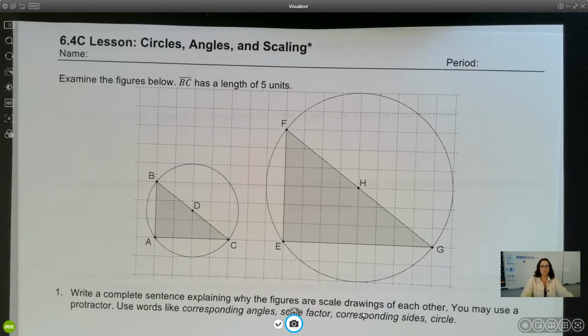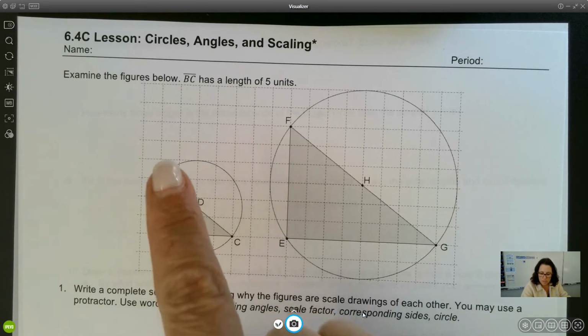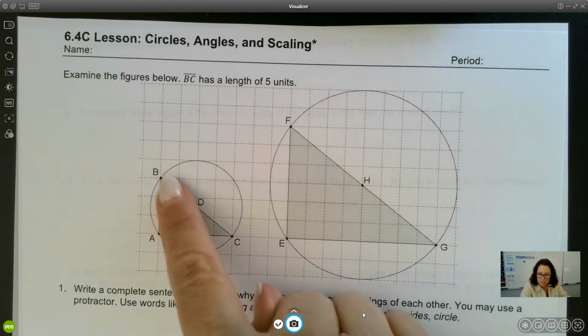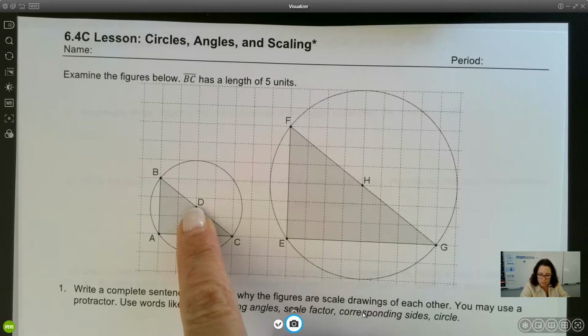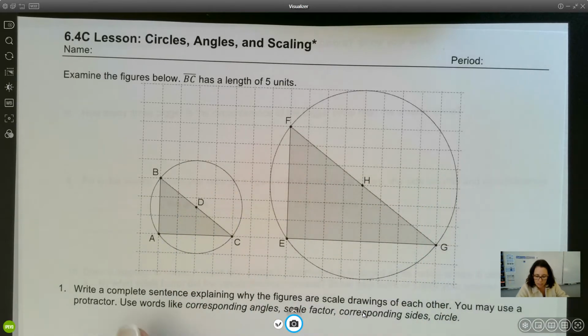6.4C lesson. We're on circles, angles, and scaling. All right, so we've got these two circles. It says that BC is a length of 5 units. Okay, and we're to kind of look at these. Write a complete sentence explaining why the figures are scale drawings of each other. You may use a protractor, use words like corresponding angle, scale factor, corresponding side, circle.